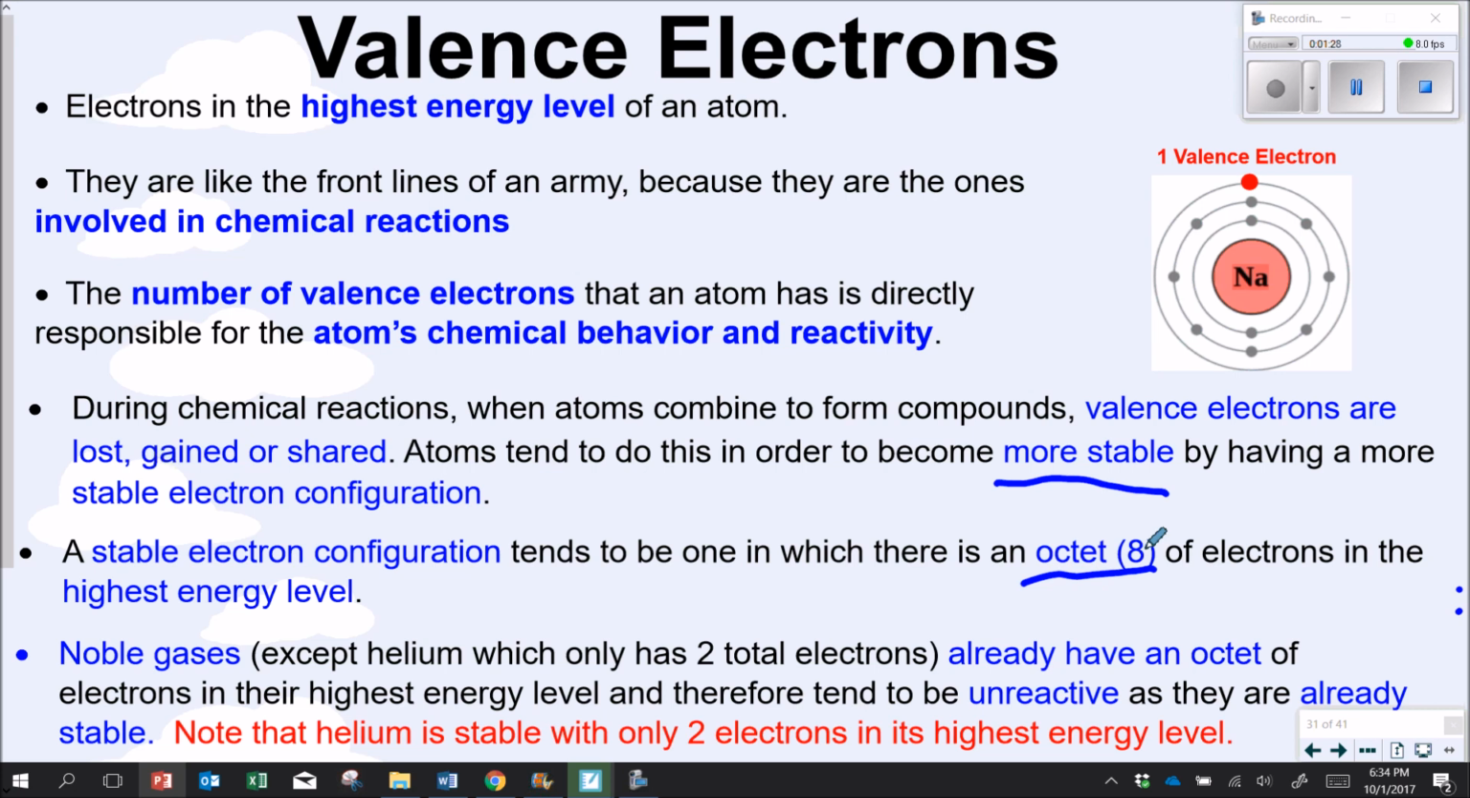energy level. Noble gases, except helium, already have an octet of electrons in the highest energy level and therefore tend to be unreactive because they are already stable. Note that helium is stable with only 2 electrons in its highest energy level.